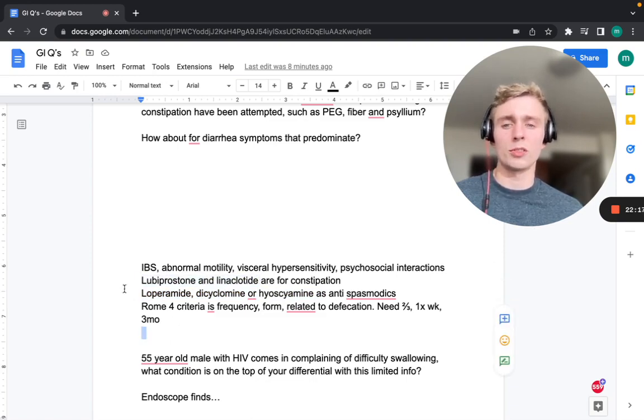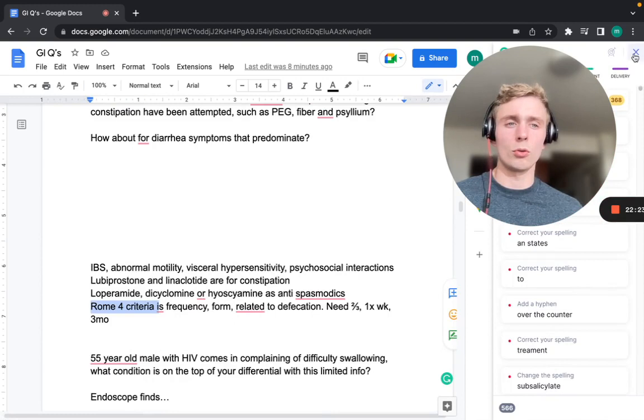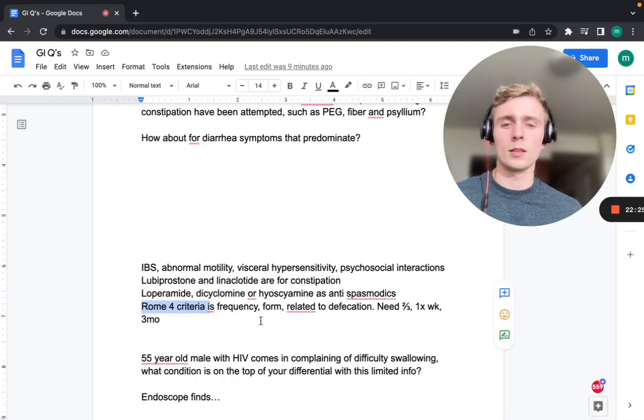Also important to know, I just put it in here, the Rome 4 criteria is how you diagnose it. You need to have a change in the frequency of the stool, the form of the stool, and it also needs to be related to the defecation itself. Like we saw in this patient, it got better after defecation. You need 2 or 3 of these, and it has to be happening for over 1 week at least 3 months.